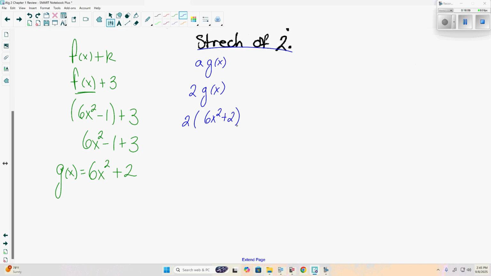Now at this point here, we're going to replace g of x. Since we have our 2 times g of x, we have it set up. We're going to replace g of x with what it's equal to, because it's still just g of x, which will give us 2 times our 6x squared plus 2. At this point here, we'll distribute the 2. 2 times 6x squared is going to be 12x squared. And 2 times 2 is 4. Now, since that is the last transformation it asked for, 12x squared plus 4 is our final answer.